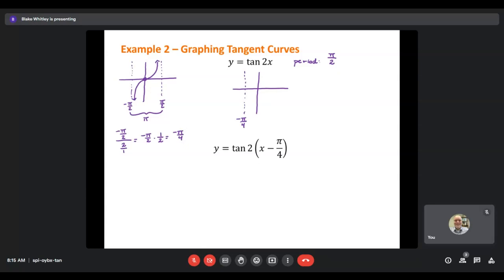Now we can do the same thing with the other asymptote. So we have pi over 2 divided by 2. Again, that's going to be pi over 2 times 1/2. And so we get positive pi over 4. So now I know where my two asymptotes are going to be. Now we just need to figure out where the x-intercept is going to be. Well, in this case, our x-intercept is at 0. Again, I'm going to cut that in half, just like I did with my asymptotes. But 0 divided by 2 is still 0, and so my x-intercept does not move this time.